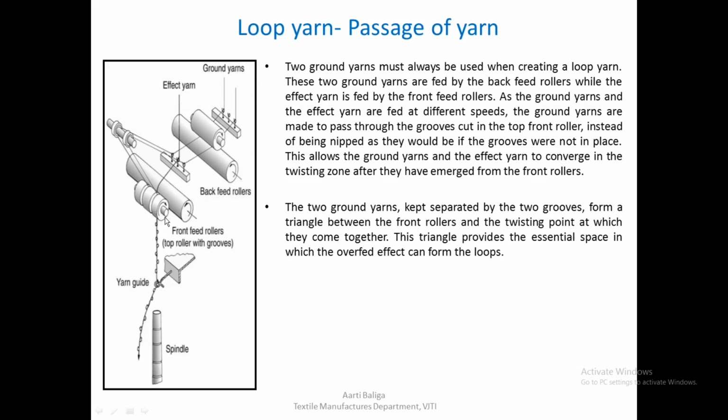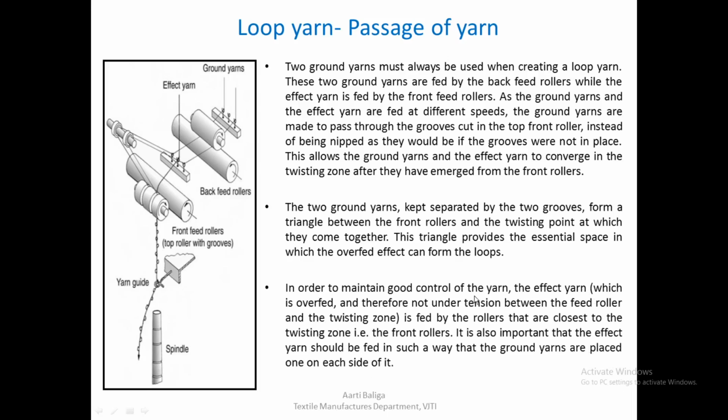So between the twisting point and the grip over here, or rather the passage where the ground yarns are coming out, they form a small triangle. This triangle provides the essential space in which the overfed effect yarn can form the loops. So just before being twisted, there is an opportunity for the effect yarn, in this case loop yarn, to form the loops in that particular spinning triangle region before being twisted finally.